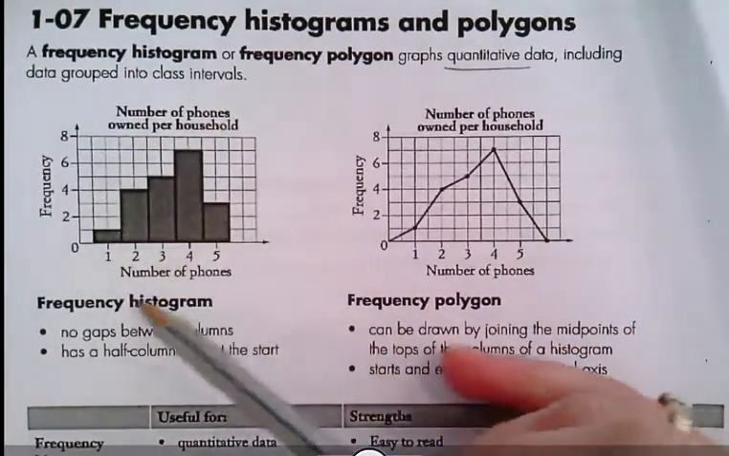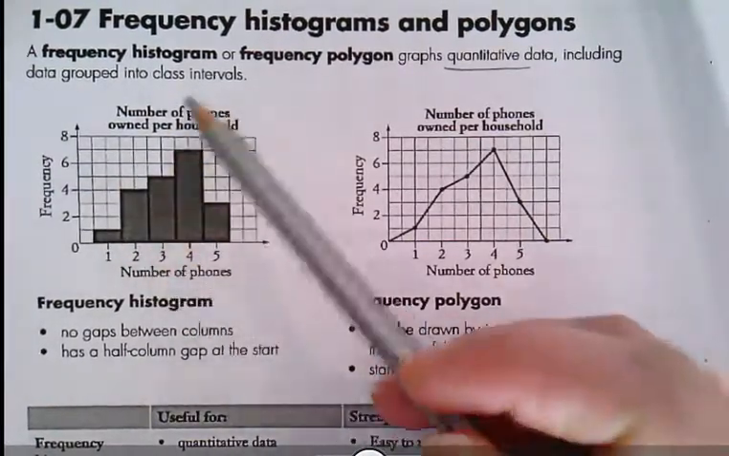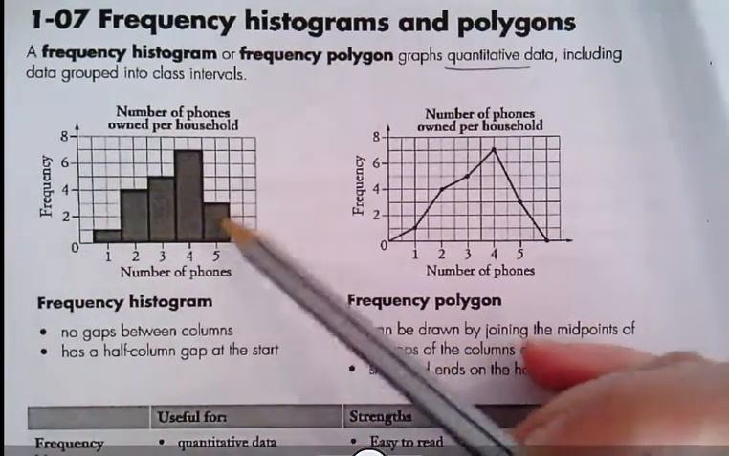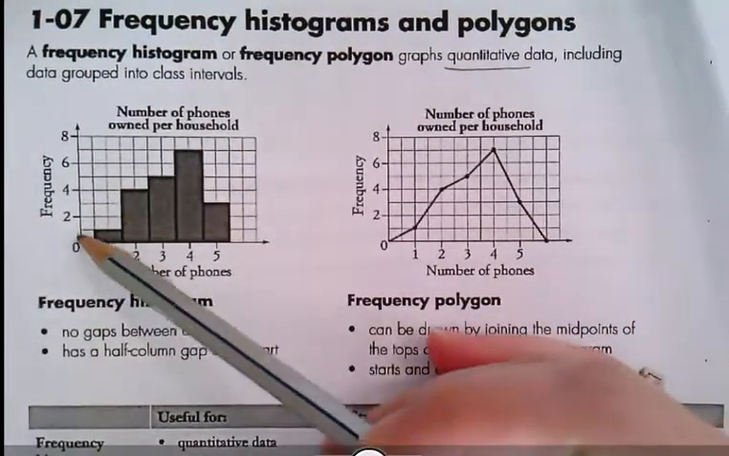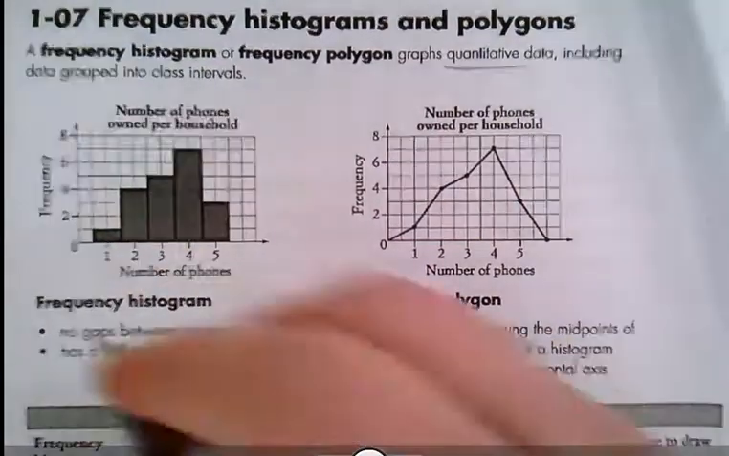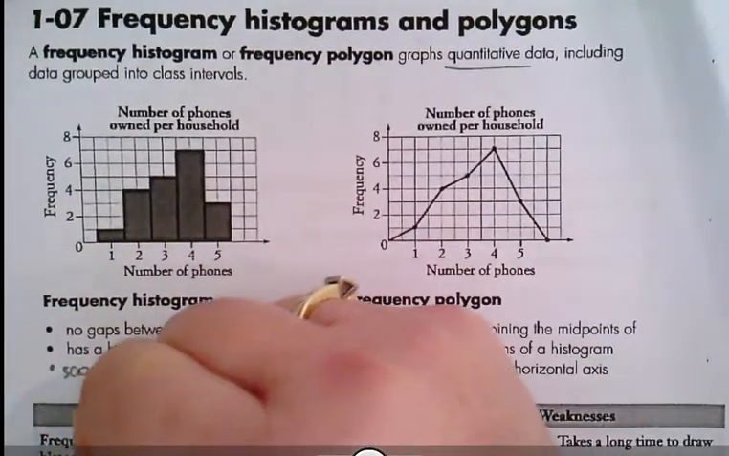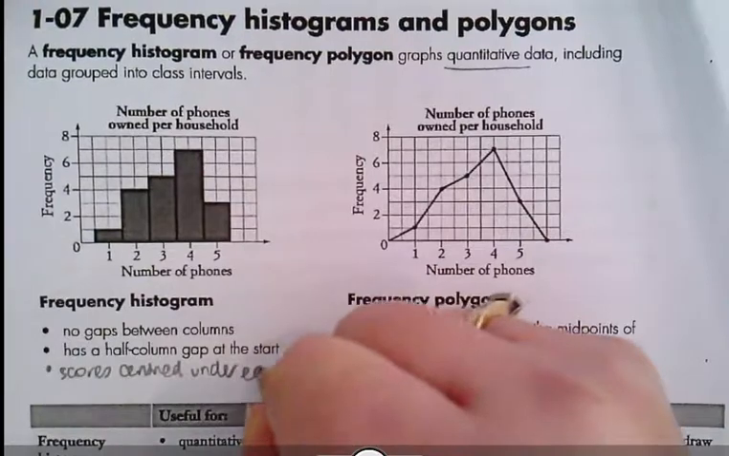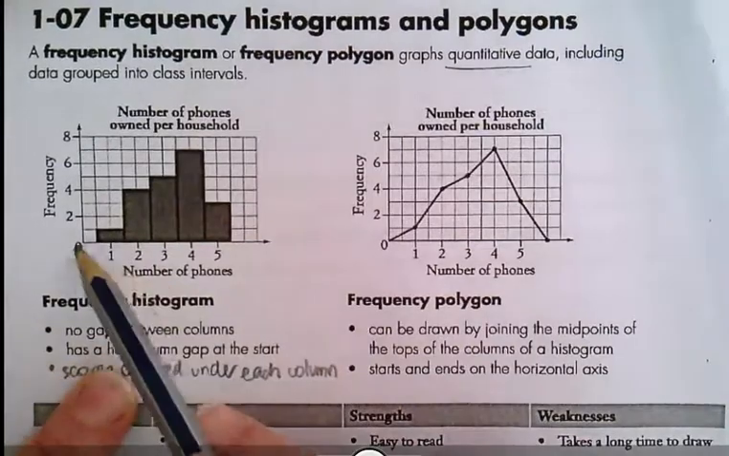Just two examples here. Notice with a frequency histogram, we're just graphing the number of phones owned per household. We can see that there are no households with 0 phones, and that there are 3 households with 3 phones. There are no gaps between the columns, and there is a half column gap at the start, and the numbers are centered underneath each column. So we'll put that the scores, they're called the scores, are centered under each column. That's really important. And a half column gap there.